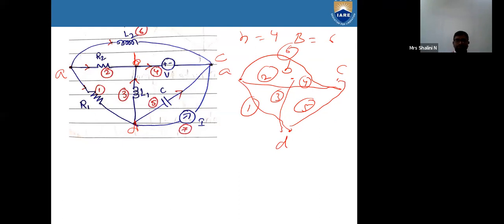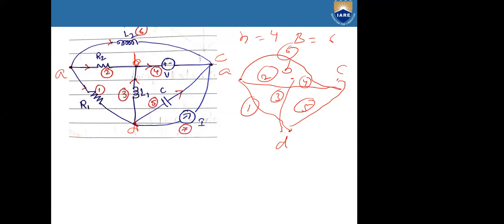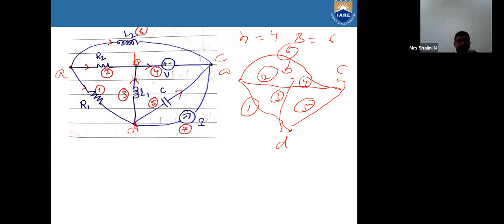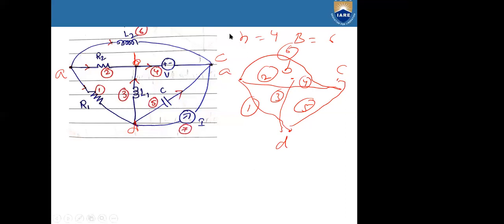Remember that in electrical circuits, the branch elements are not the same as in graph theory. Why? Because in electrical circuits you have current sources also. When you convert that into graph theory, the current sources are going to be open circuited. So in graph theory, the branch elements will be equal to or less than the electrical circuit's branch elements. Do all of you understand? Yes, sir.